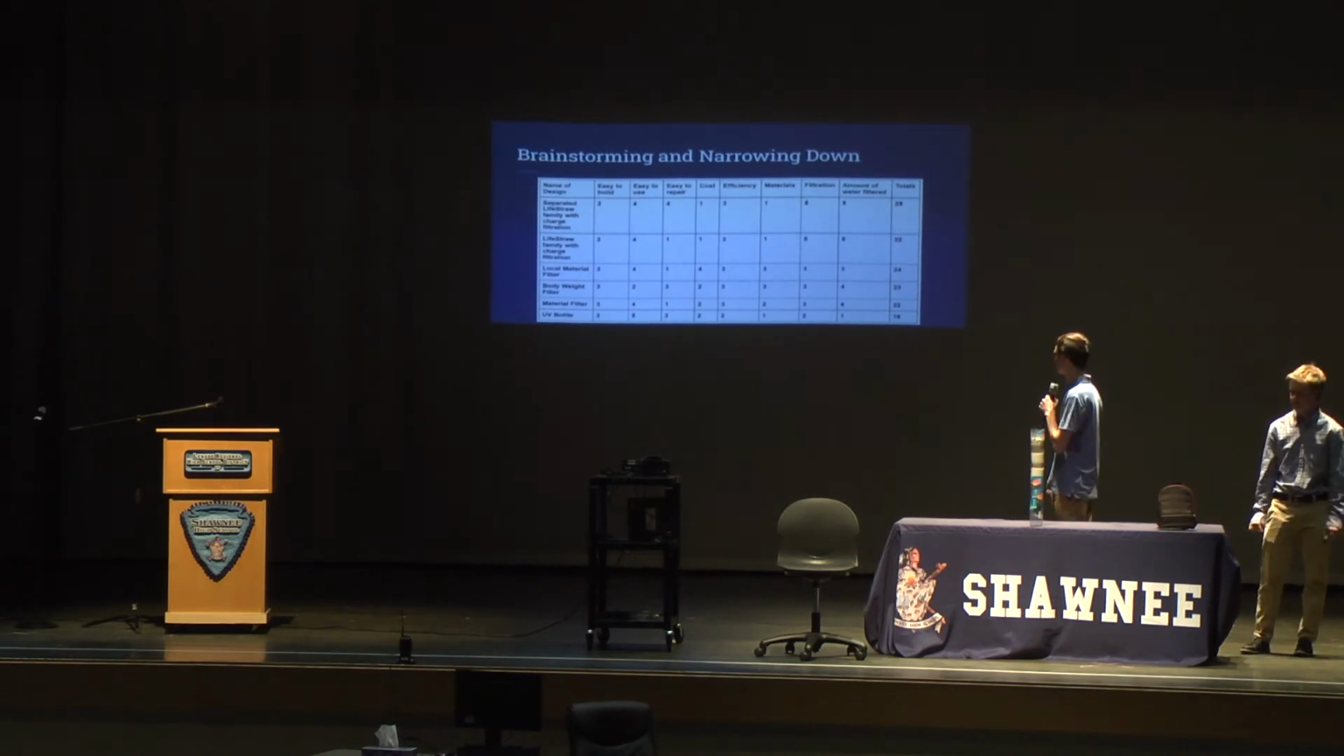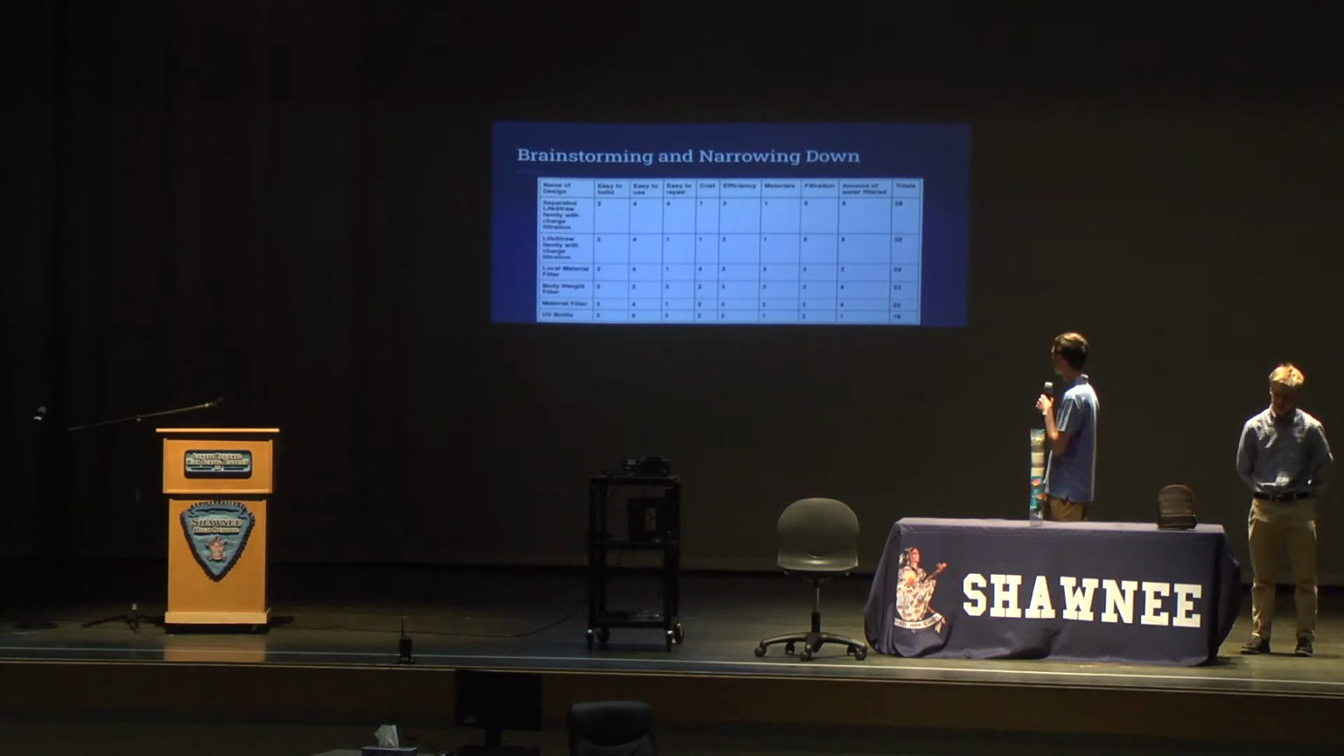So we just had a bunch of different categories that we rated each one by, such as how easy it is to build, to use, to repair, the cost of it, the efficiency, if it actually cleans water, the materials, if they're local materials, the filtration, if it's a good filtration rate, and then the amount of water that can be filtered.